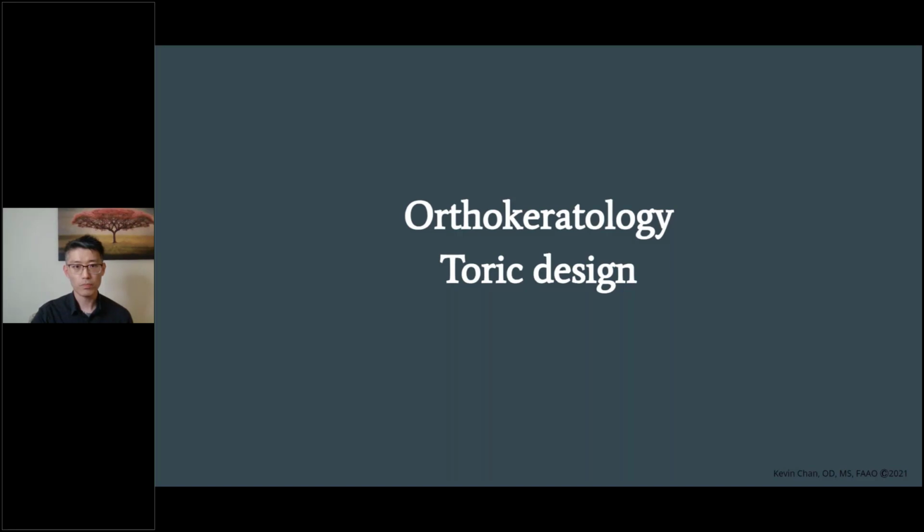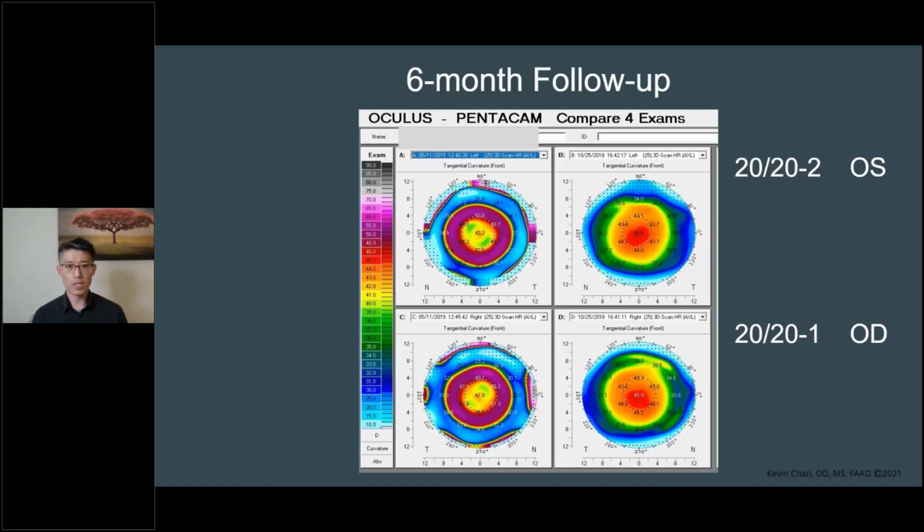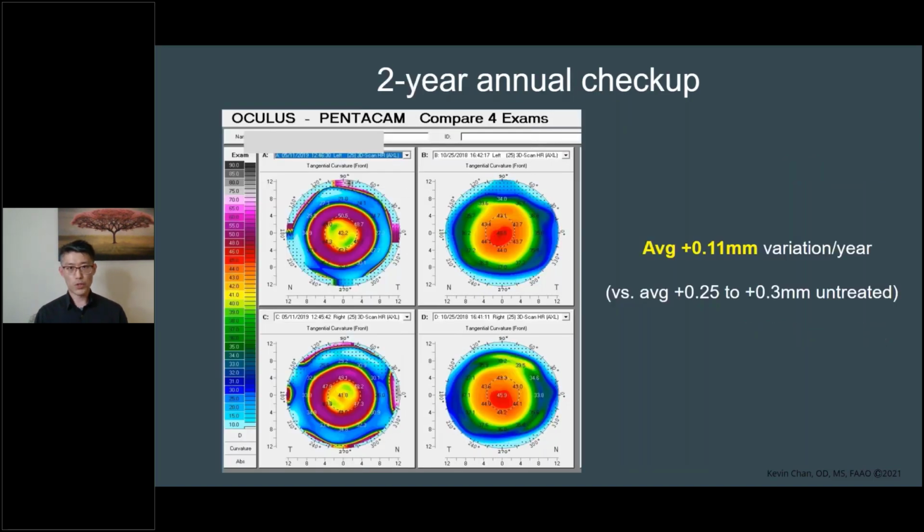So fast forward 6 months later, patient has been doing really well. The imaging shown on the right-hand side is the baseline topography. The one shown on the left-hand side is the 6 months follow-up topography. And patient, 6 months later, is seeing 20/20 in each eye. Perfect topography here. Fast forward 2 years later, I did an annual follow-up for this patient.